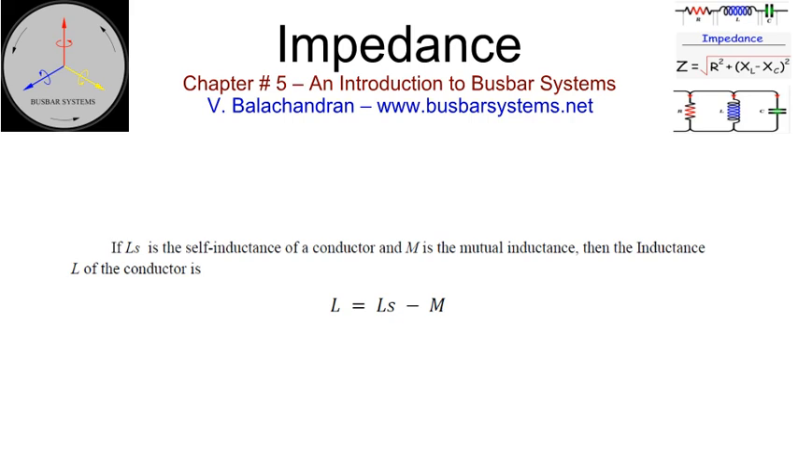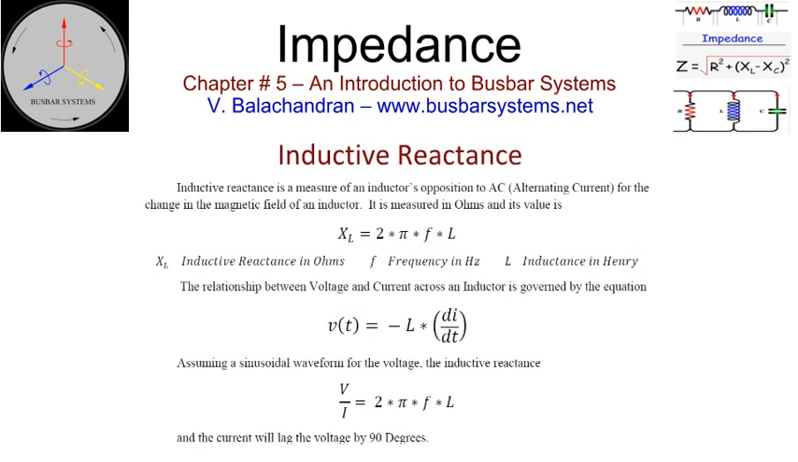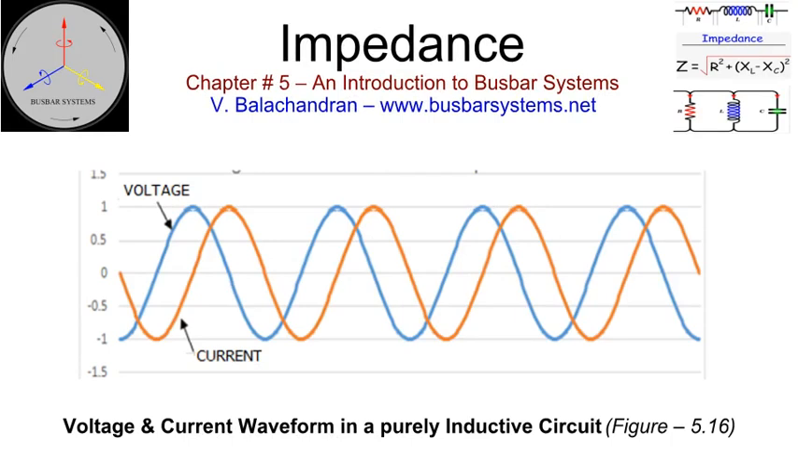The flux generated by the current in the neighboring conductor will alter the linkage. The linkage of flux with the neighboring conductor results in mutual inductance. If Ls is the self-inductance of a conductor and M is the mutual inductance, then the inductance of the conductor equals self-inductance less the mutual inductance. The inductive reactance is directly proportional to the frequency and the inductance. In a purely inductive circuit, with a sinusoidal AC waveform, the current will lag the applied voltage by 90 degrees.